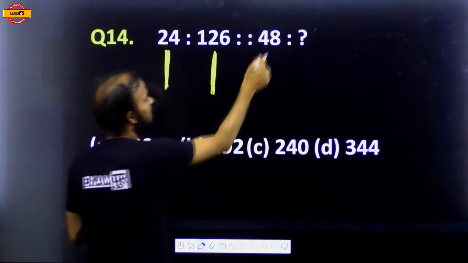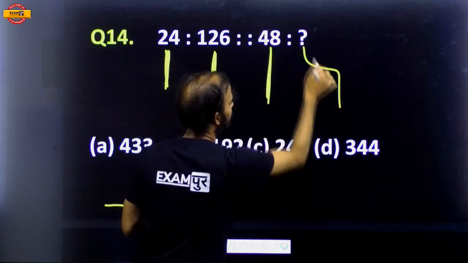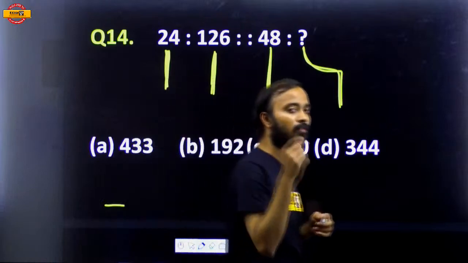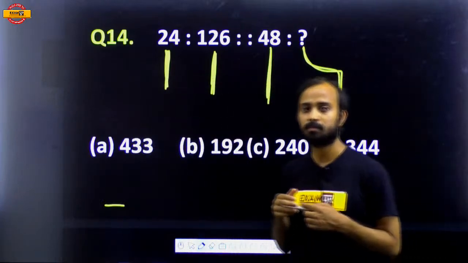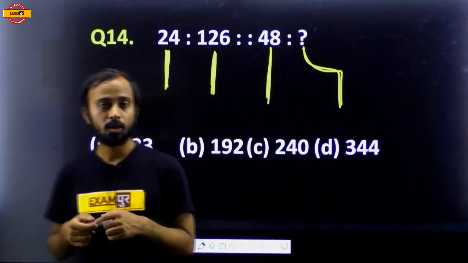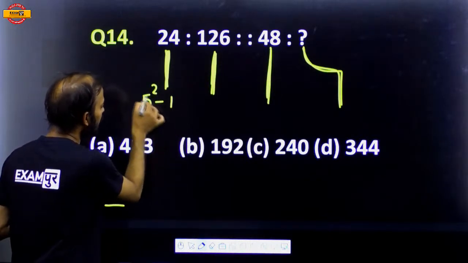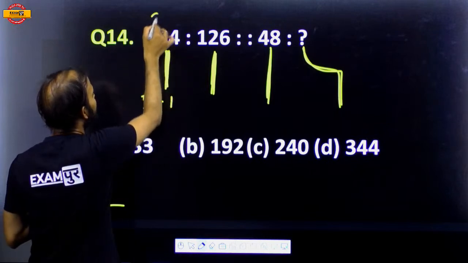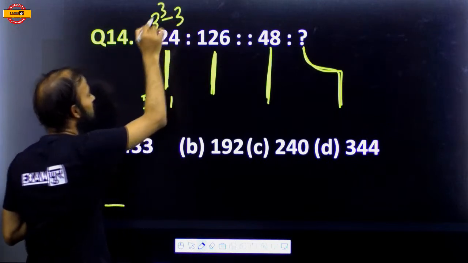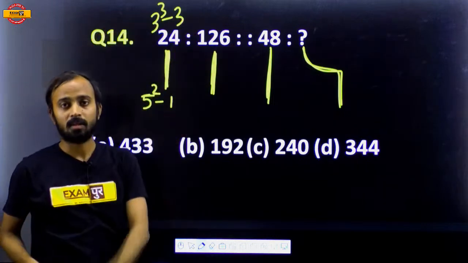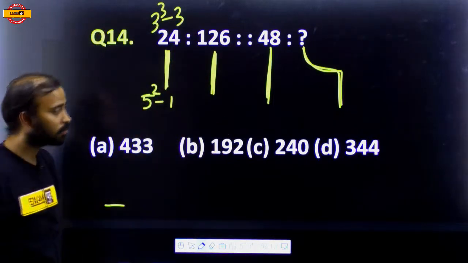24, 126, 48: what exactly is this? Can we represent 24 in the form of squares and cubes? 24 means 5 square minus 1. Or 24 can also be represented as 3 cube minus 3. But it's not working, it's not running. So what will we do?